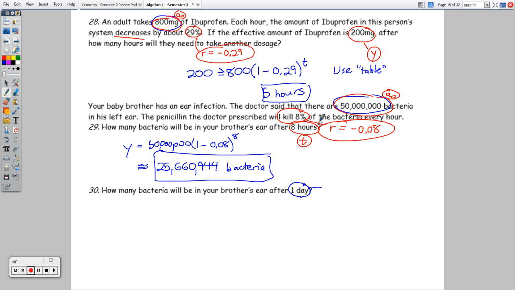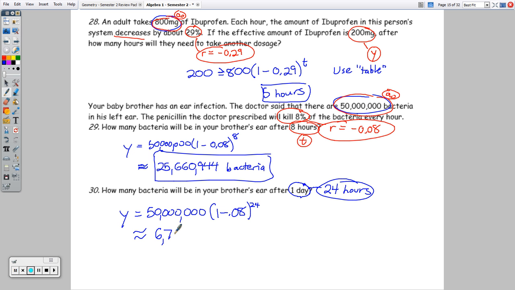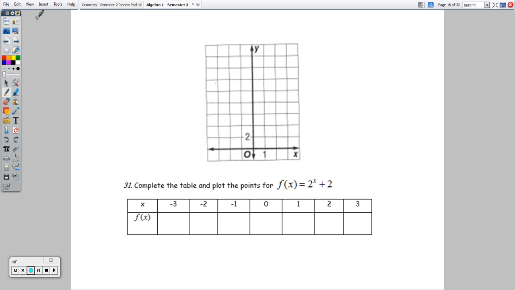And then how many after 1 day? We have to think of this in terms of hours, since that's what we have here. We got to keep consistent units. 1 day would be 24 hours. So we would have 50 million, and then 1 minus 0.08 to the 24th power. This is approximately 6 million. Still a lot of bacteria, but a lot less than you started with, that's for sure. That much bacteria would be left. 6,758,929 approximately.